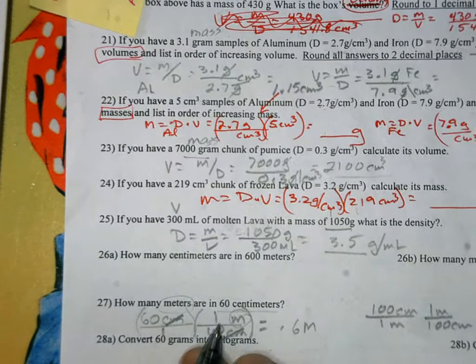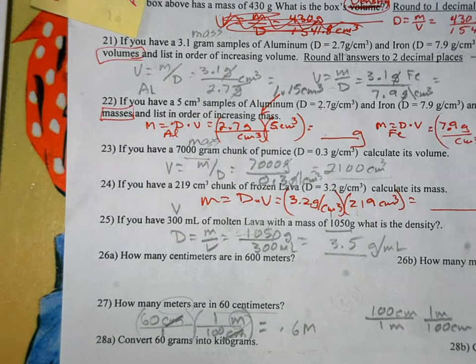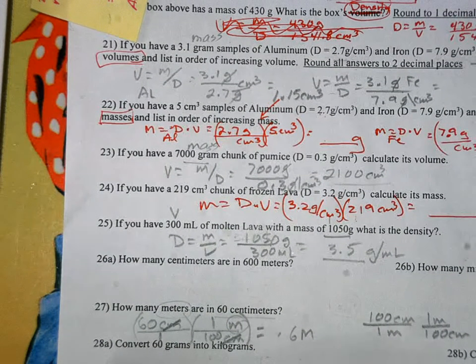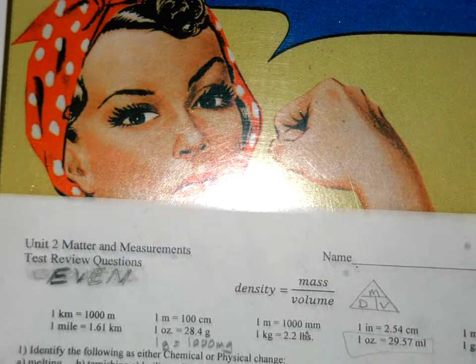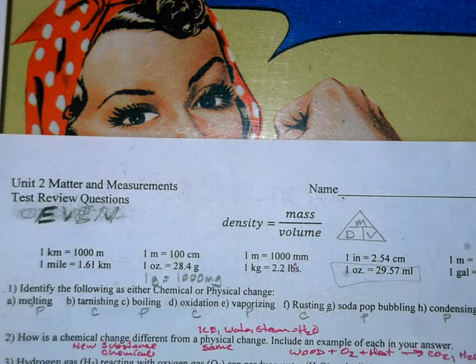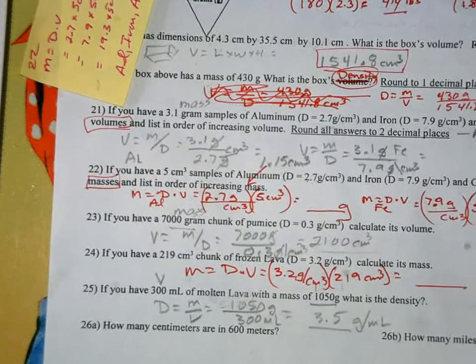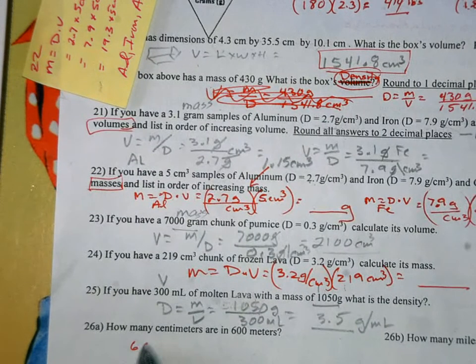Number 26A. All right, how many centimeters in 600 meters? On your test, it's going to be those very calculations right there, so you need to refer to that. You always start with what's given, 600 meters.